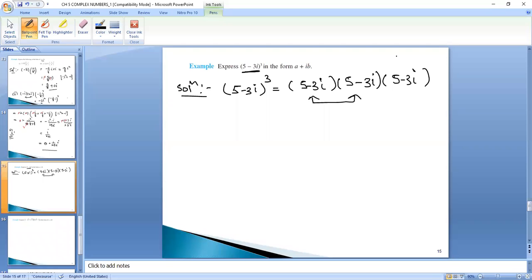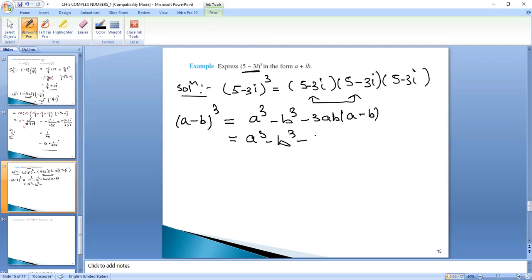And the second method is applying the formula (a − b)³ = a³ − b³ − 3ab(a − b), which means a³ − b³ − 3a²b + 3ab². Now we will apply this formula to simplify.